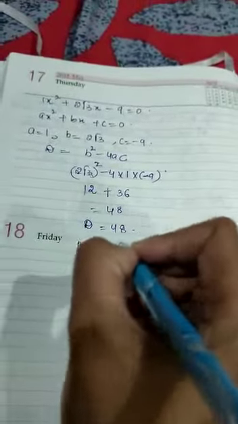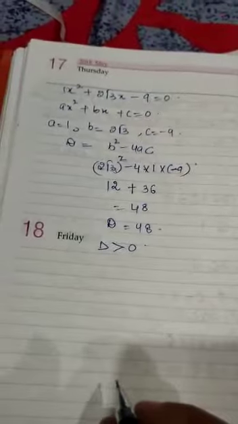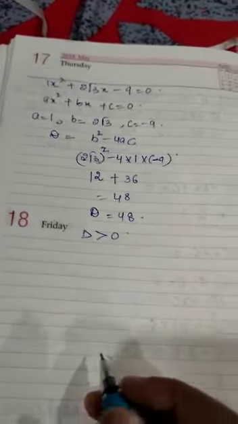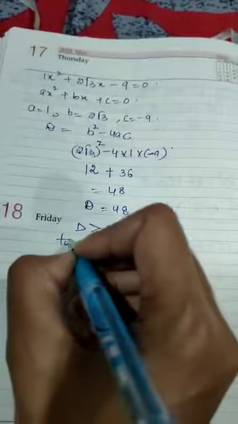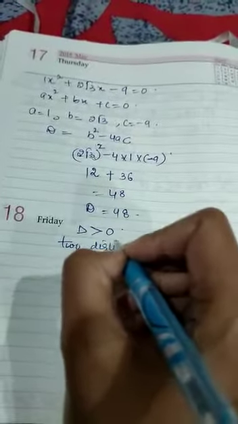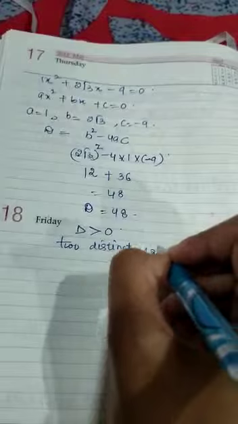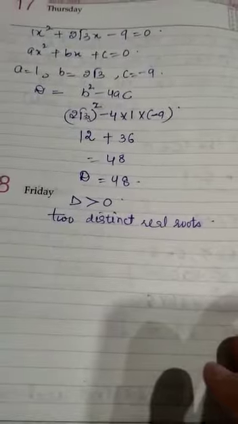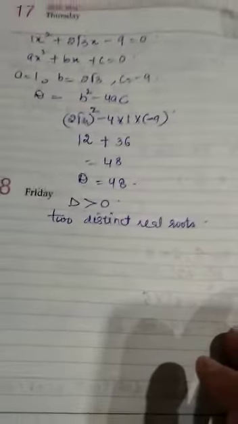The discriminant is greater than 0, and if the discriminant is greater than 0, again we will get two distinct real roots. This is about the nature of the roots of the quadratic equation.